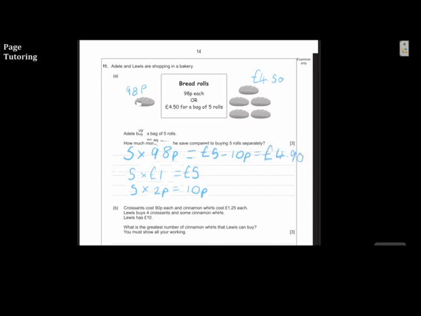So our 5 times 98p would just be £5 minus 10p, which would give us £4.90. Now at that point you might think, okay, I've done all that working out, I've figured out how much it's worth, I'm going to stop. That would only get you 2 marks. To get that final mark, you need to say how much she has saved. So you need to go £4.90, so that's the cost of 5 individual rolls, take away £4.50. So the final answer is 40p.